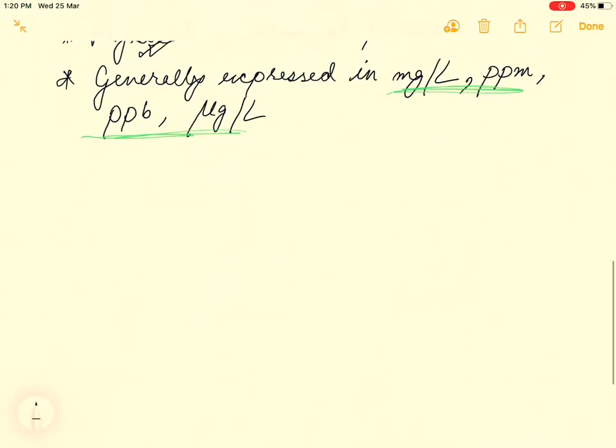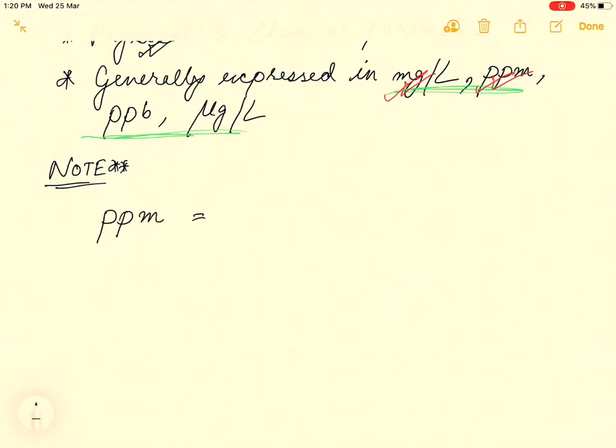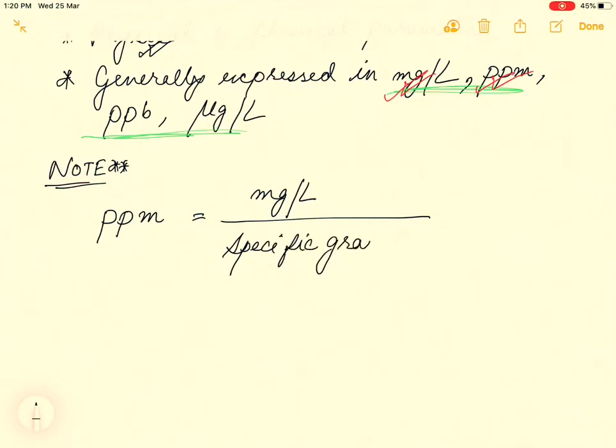One very important relation to note for you. The most important thing in the environmental engineering subject is that we will mostly deal with mg per liter and ppm, and there is a relation between these two. ppm is equal to mg per liter divided by the specific gravity of the fluid. So this is the relation.